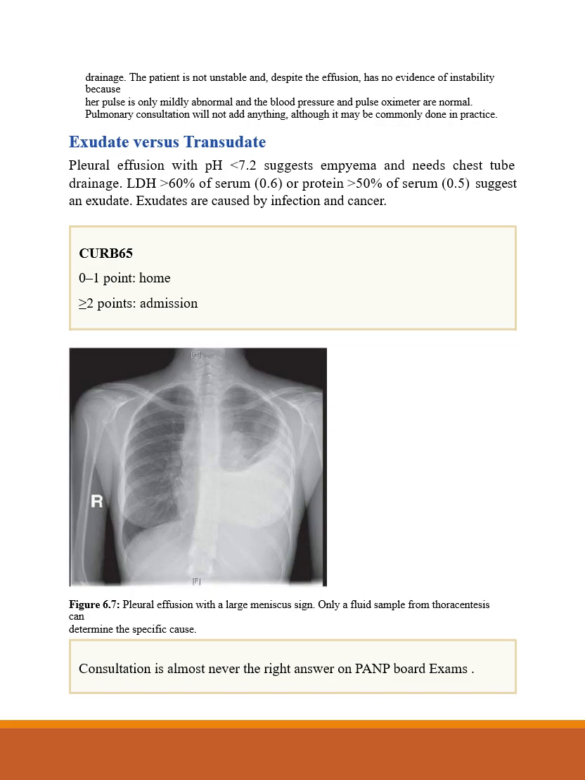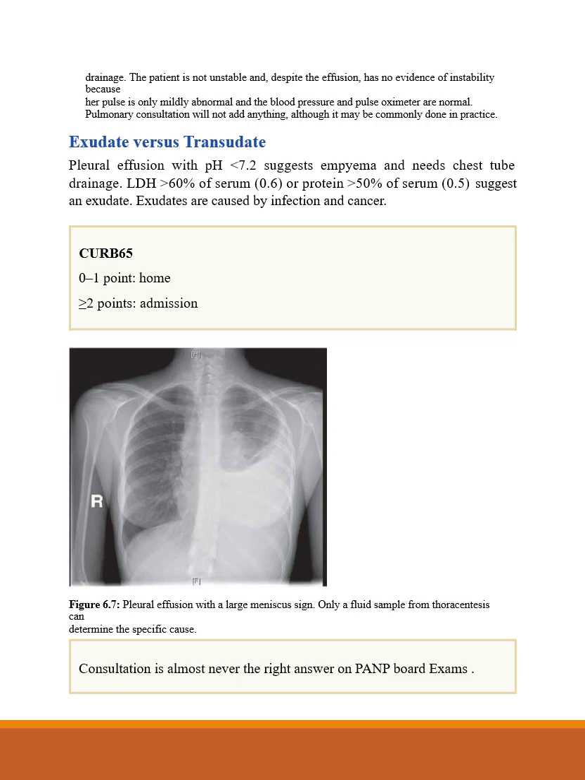Let's talk about exudate versus transudate effusions. Pleural effusion with pH less than 7.2 suggests empyema and needs chest tube drainage. LDH over 0.6 of the serum, or protein more than 0.5 of the serum, suggests exudate. This means exudate. Exudates are frequently caused by infection or cancer.